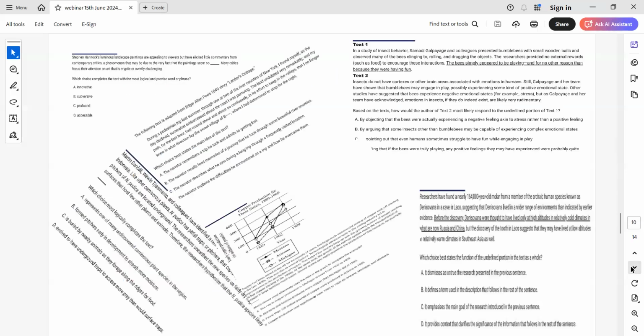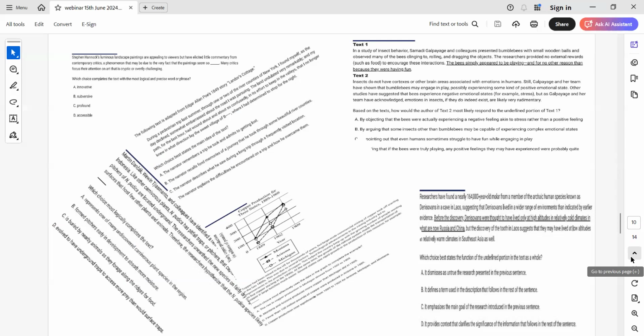In the grammar part, you have punctuations, which come under the umbrella of boundaries. Then you have subject verb agreement. You also have verbs, but subject verb agreement and verbs and sentence structure, all the three topics combined together come under the umbrella of form, structure, and sense. Then you have transitions and rhetorical synthesis in the grammar part. This was for your grammar.